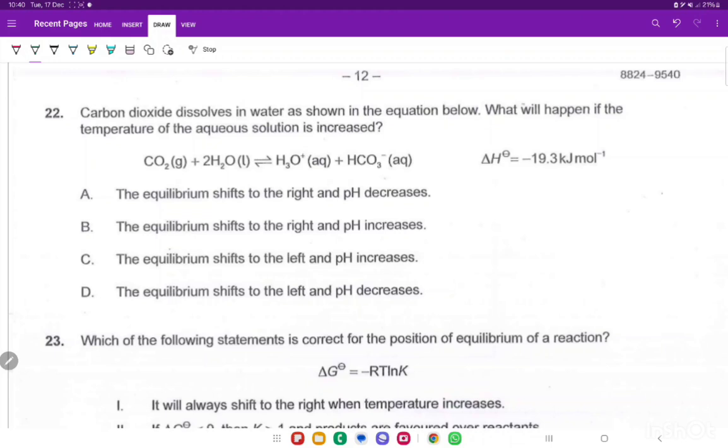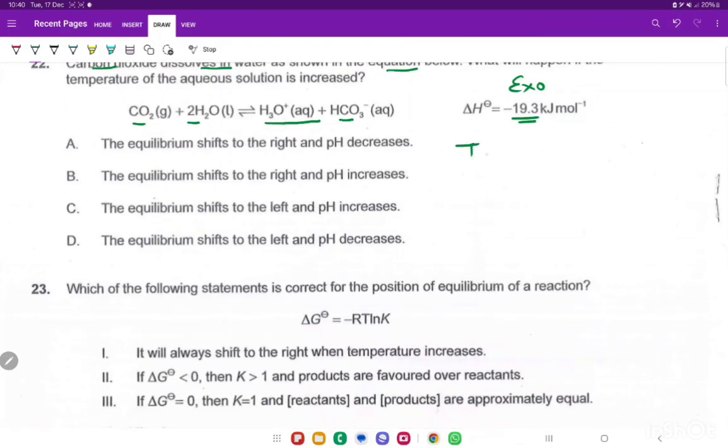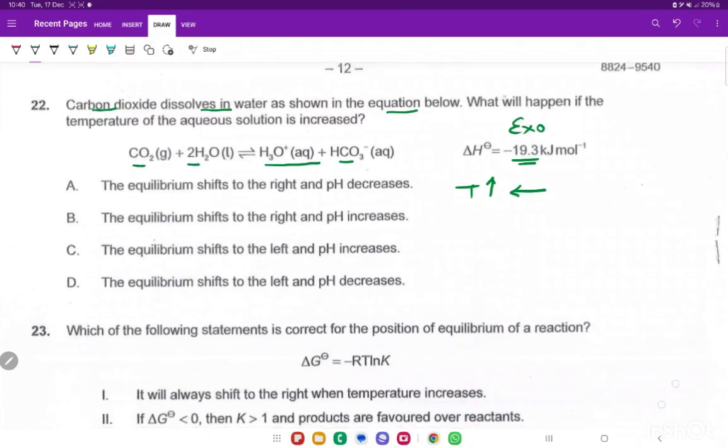Next question is question 22, which says carbon dioxide dissolves in water. The equation given below is CO2 plus H2O gives you H3O plus and HCO3 minus, the bicarbonate ion. Reaction delta H is minus 19.3, which means it is an exothermic reaction. The concept here is, for an exothermic reaction, if you increase temperature, the reaction moves in the backward direction. The reaction shifts to the left hand side. Backward means left hand side.